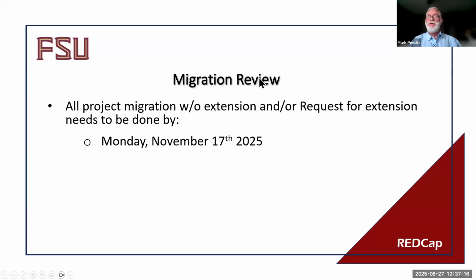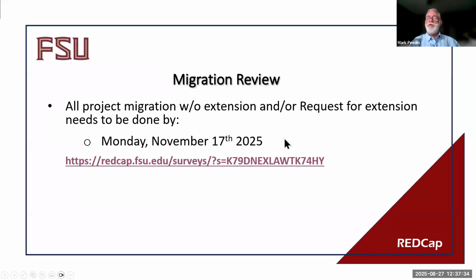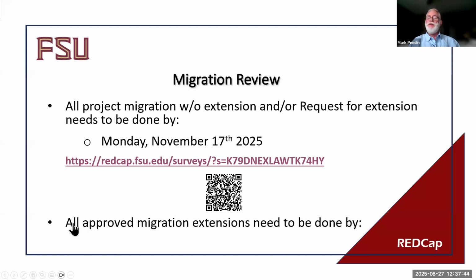So starting off with the migration review, all project migrations, without extension or requests for extensions, need to be done by November 17th, 2025. This is the link to request the extension. This is the QR code to request that extension, if you want the QR code. Also, all approved migration extensions need to be done by August 31st, 2026.